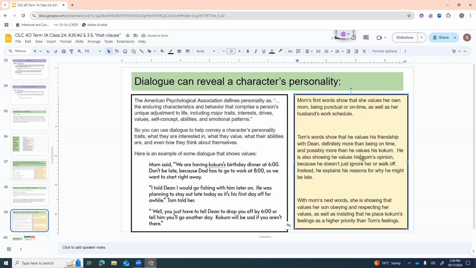Then, with mom's next words, she shows, well, I really value you obeying me and respecting my values. And she basically insists that he place his Gookum's feelings as a higher priority than Dean's feelings. All those things are unconsciously showing what things those people value, right? Mom values one thing, Dean values something different. Everything they're saying shows what is important to them, right?